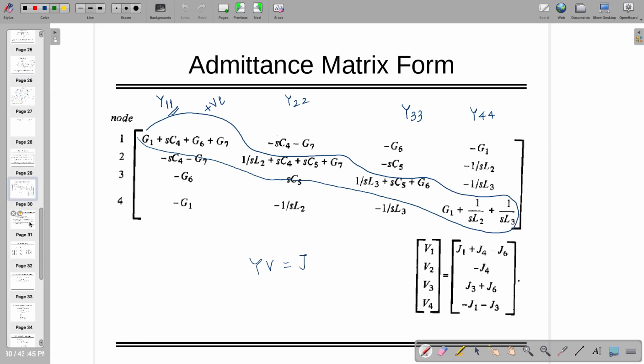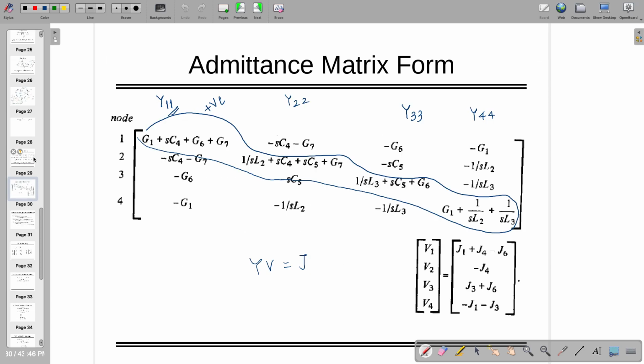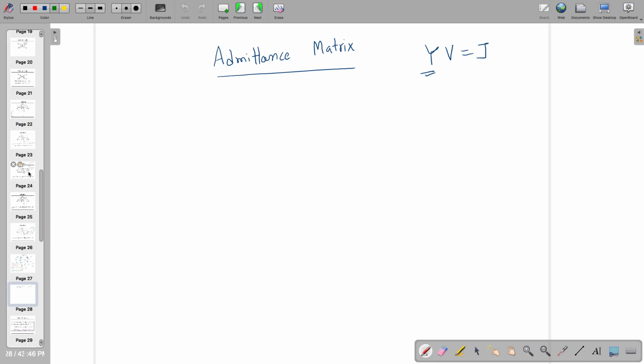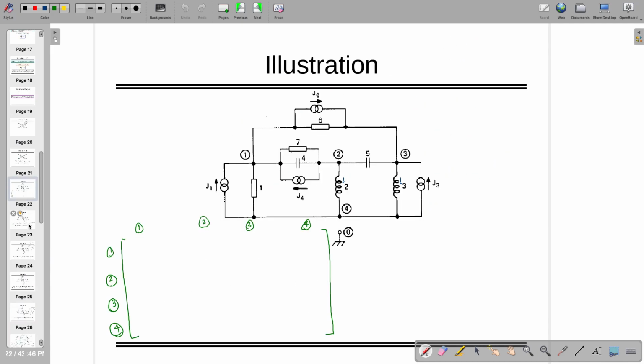For the admittance matrix, you were told that there will be n plus 1 rows and n plus 1 columns. N plus 1 is equal to the total number of nodes. That was defined by the book, right? So if there are 4 nodes, there are 4 rows and columns.